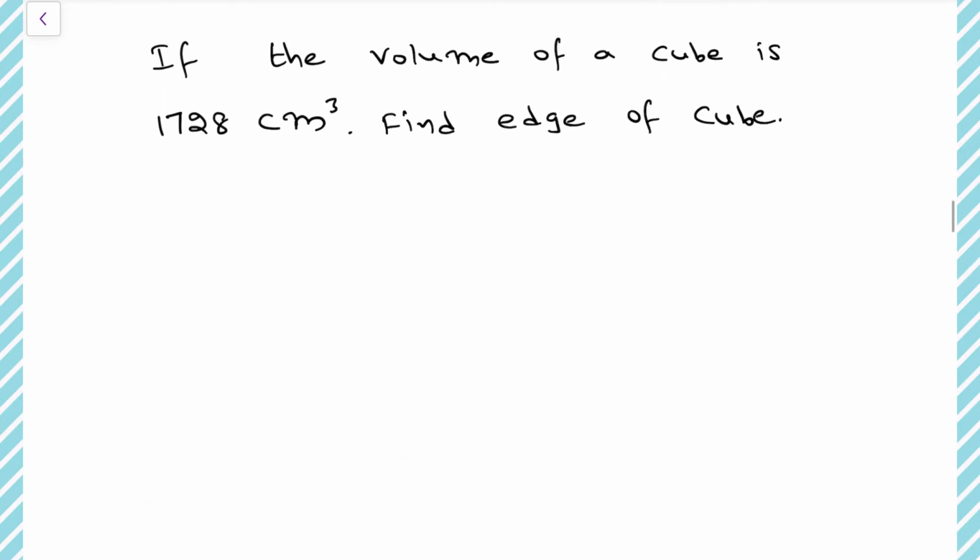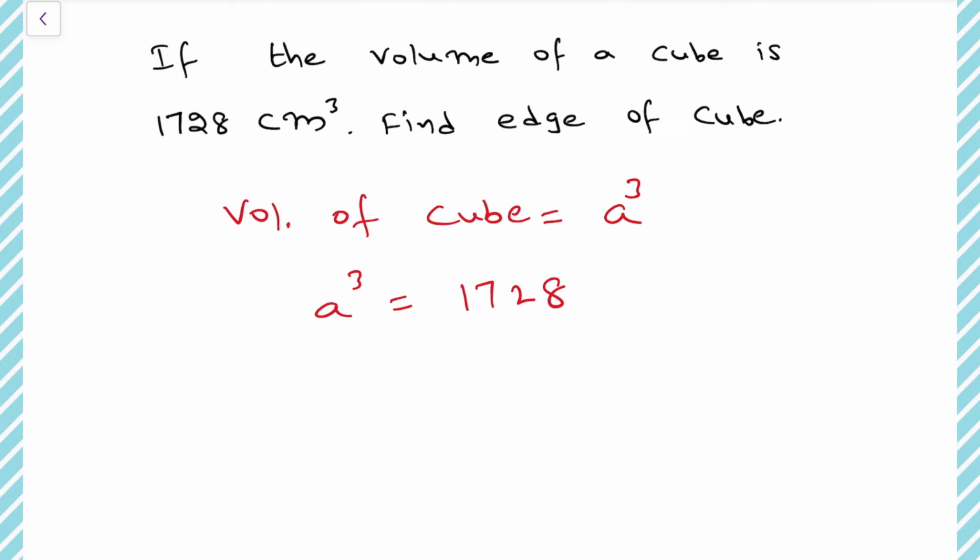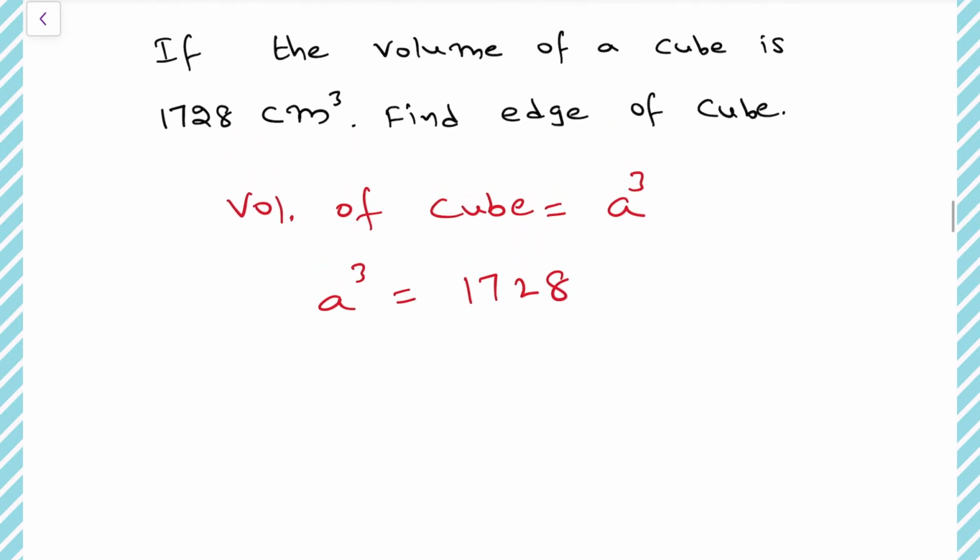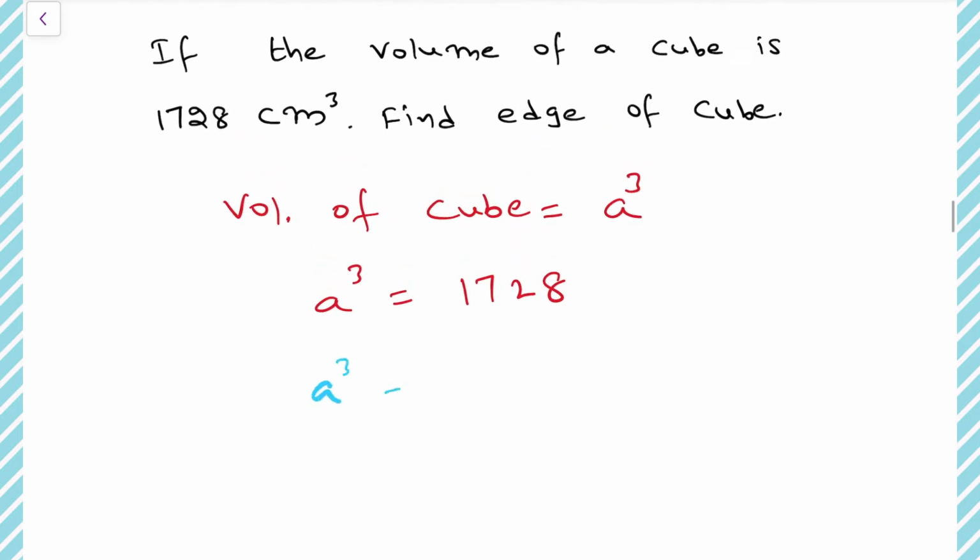Next, if the volume of a cube is 1728 centimeter cube, then find the edge of the cube. Volume of cube formula is a power 3. So that a cube he has given as 1728. So 1728 is of which number cube? So a cube equals 12 cube, which is 1728. A cube is 12 cube. Then what about the a value? So a equals 12.